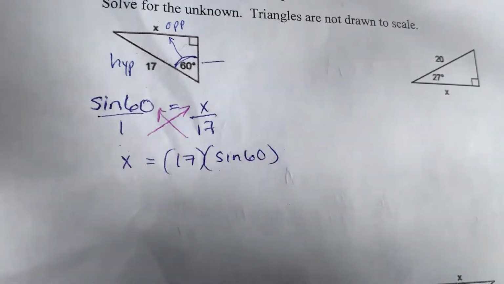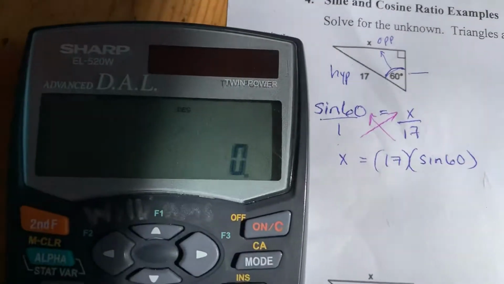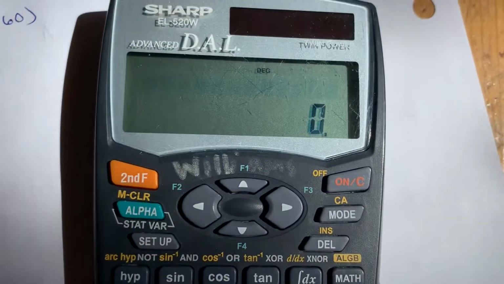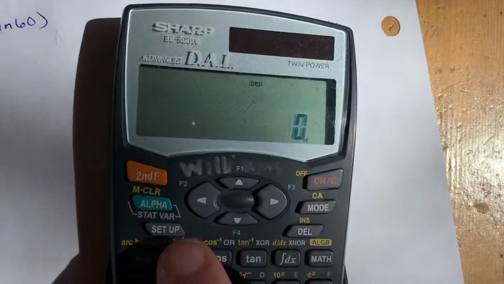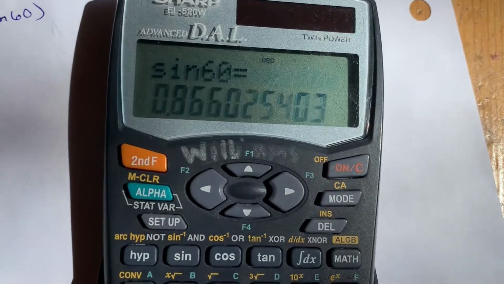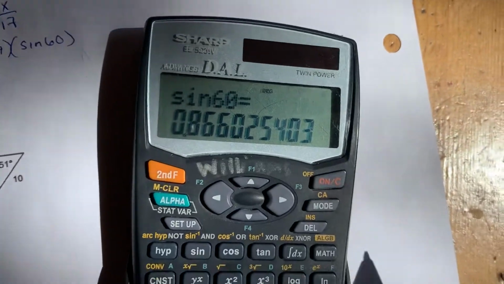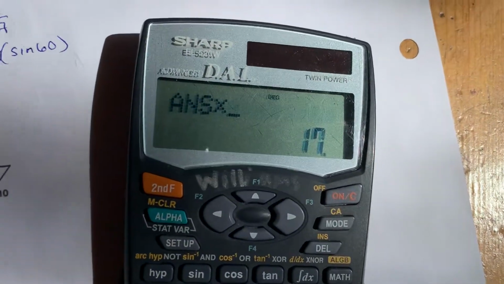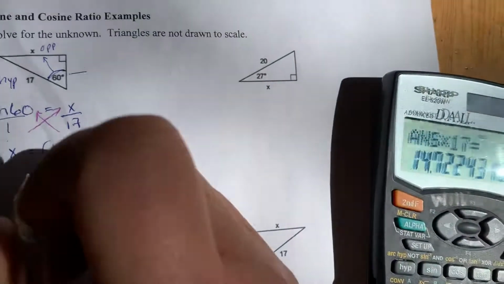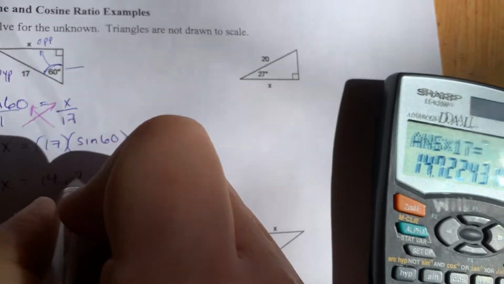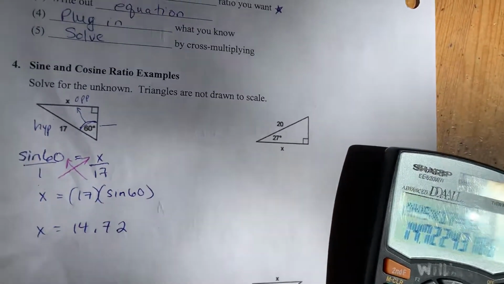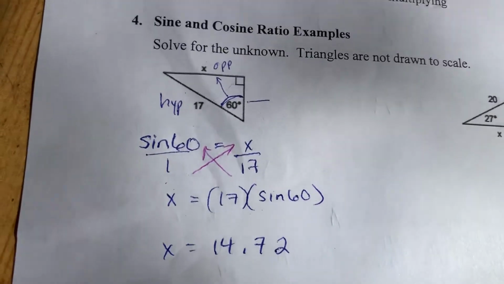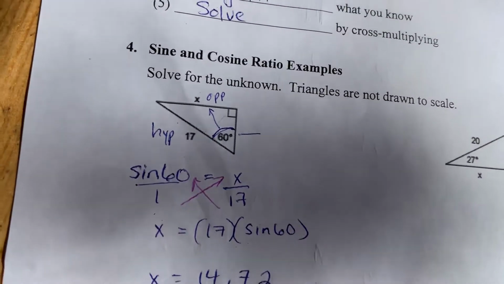Now in my calculator, I'm going to make sure I'm in degree mode. I am going to first type in my sine 60. I always like to do that first. I get this funny decimal, times 17. Okay, and there's my answer. X equals 14.72. There are no units, so I don't need to include units, but that is the length of that side.